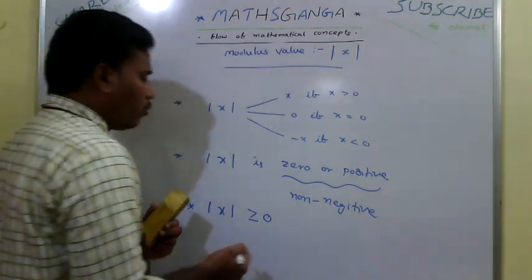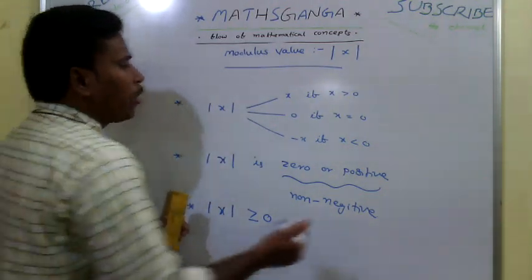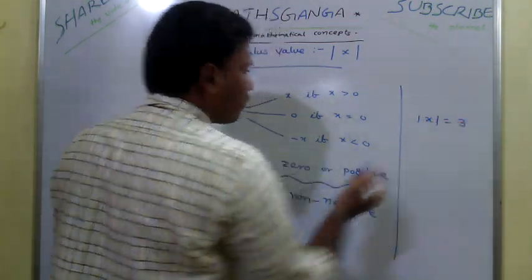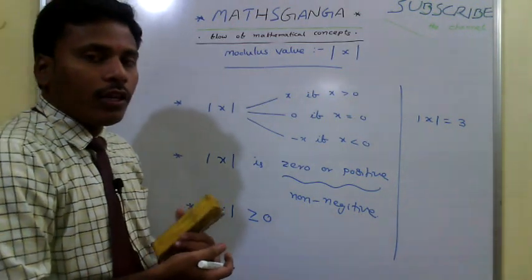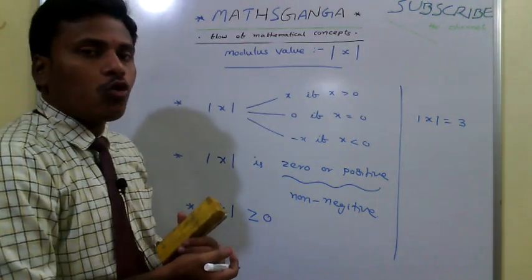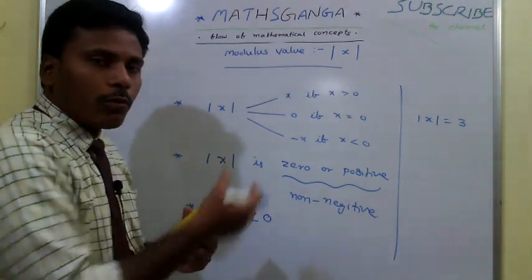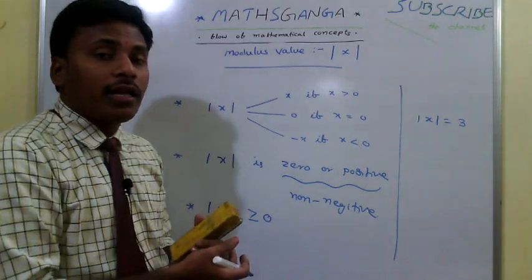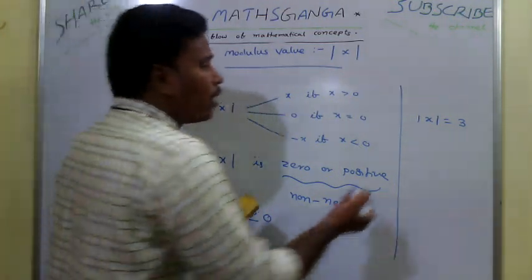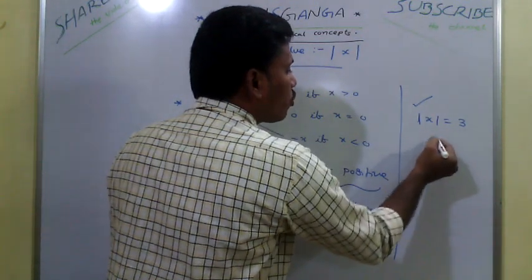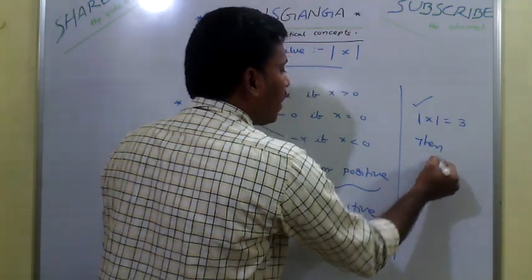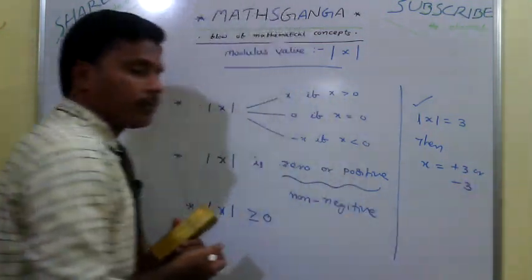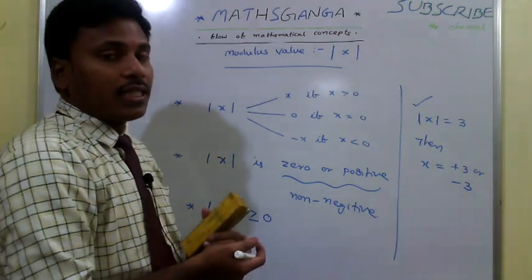So if anybody asks you to calculate x when mod x is equal to 3, there are two options. If we give 3 to the modulus, it results as 3. If we give minus 3 to the modulus, it multiplies that minus 3 with minus and gives the result as 3. So if anybody asks you mod x is equal to 3, then find x, you will announce that x is equal to plus 3 or minus 3. There are two chances for the inputs to get the result as 3.